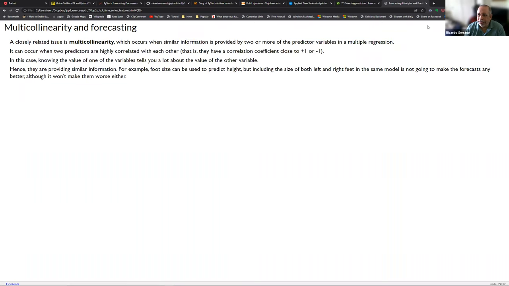Yeah, for example, that's a good example here. That's what I left here. It says, hence, they're providing similar information. In other words, talking about two predictors that are very highly correlated. For example, foot size can be used to predict height, right? But including the size of both left and right feet in the same model is not going to make the forecast any better. You only need one, right? You don't need both. You know, the left or the right, take a pick, but you don't need both because they have the same information.